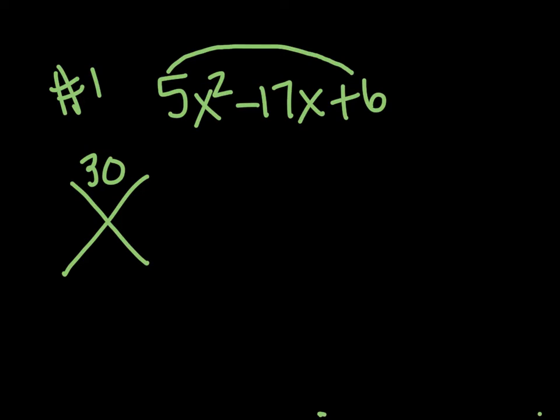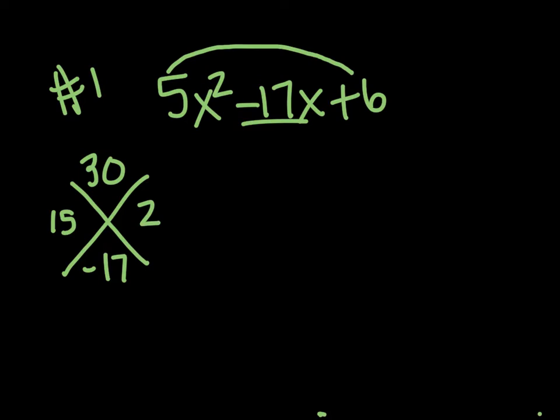And the middle term always goes in the bottom. So we need factors of 30 that add to 17. So things that multiply to get you 30, but add to get you 17. And I'm thinking right away, okay, well, 5 and 6, 15 and 2, and I'm thinking, okay, it must be 15 and 2.